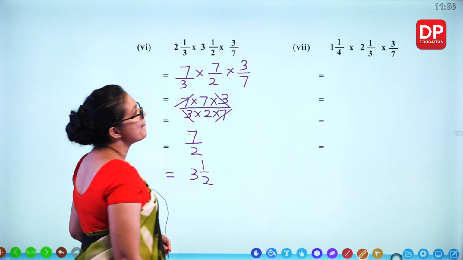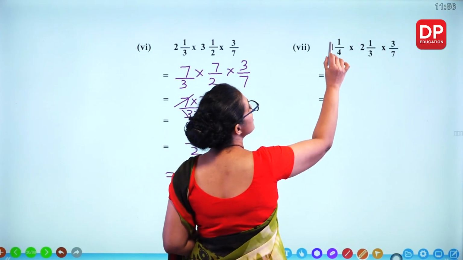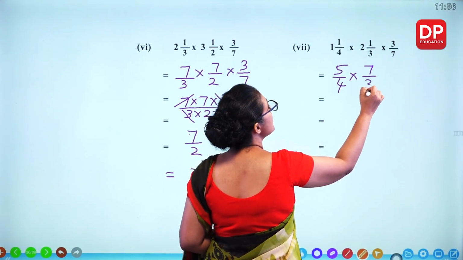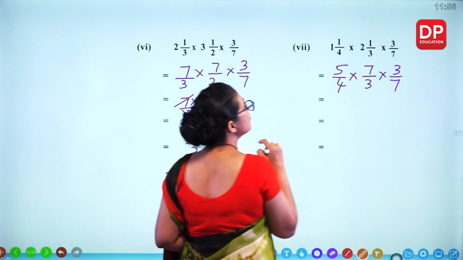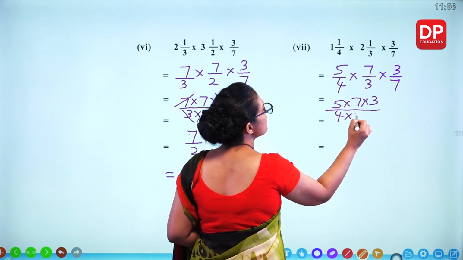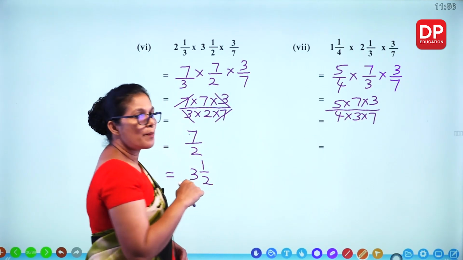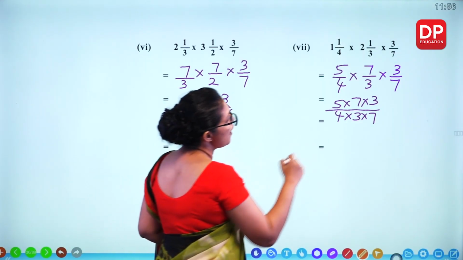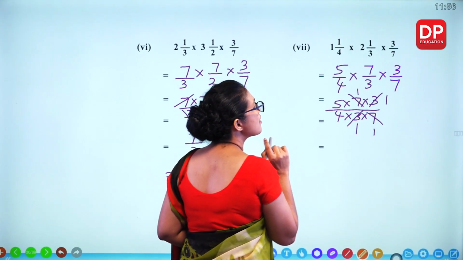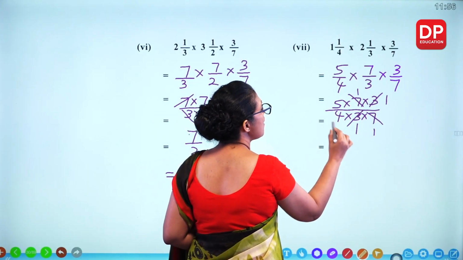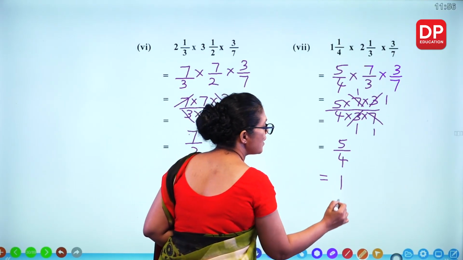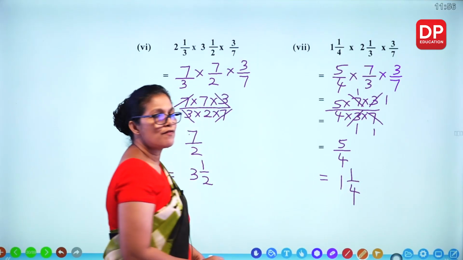This one, improper fractions first. 5 over 4, 7 over 3 and 3 over 7. Multiply the numerator separately and denominator separately. And simplify first. 7 and 7, 3 and 3. Now multiply. 5 times 1, 5. 4 times 1, 4. Convert to mixed number. 1 and 1/4.